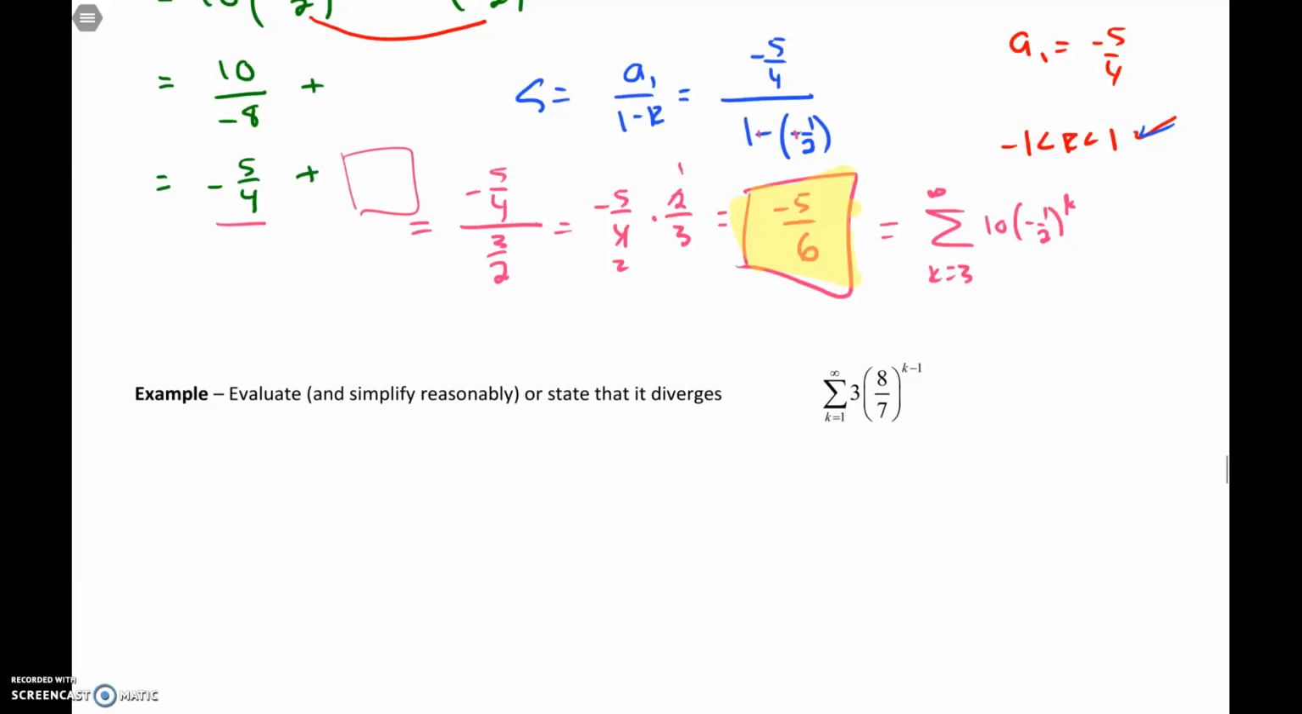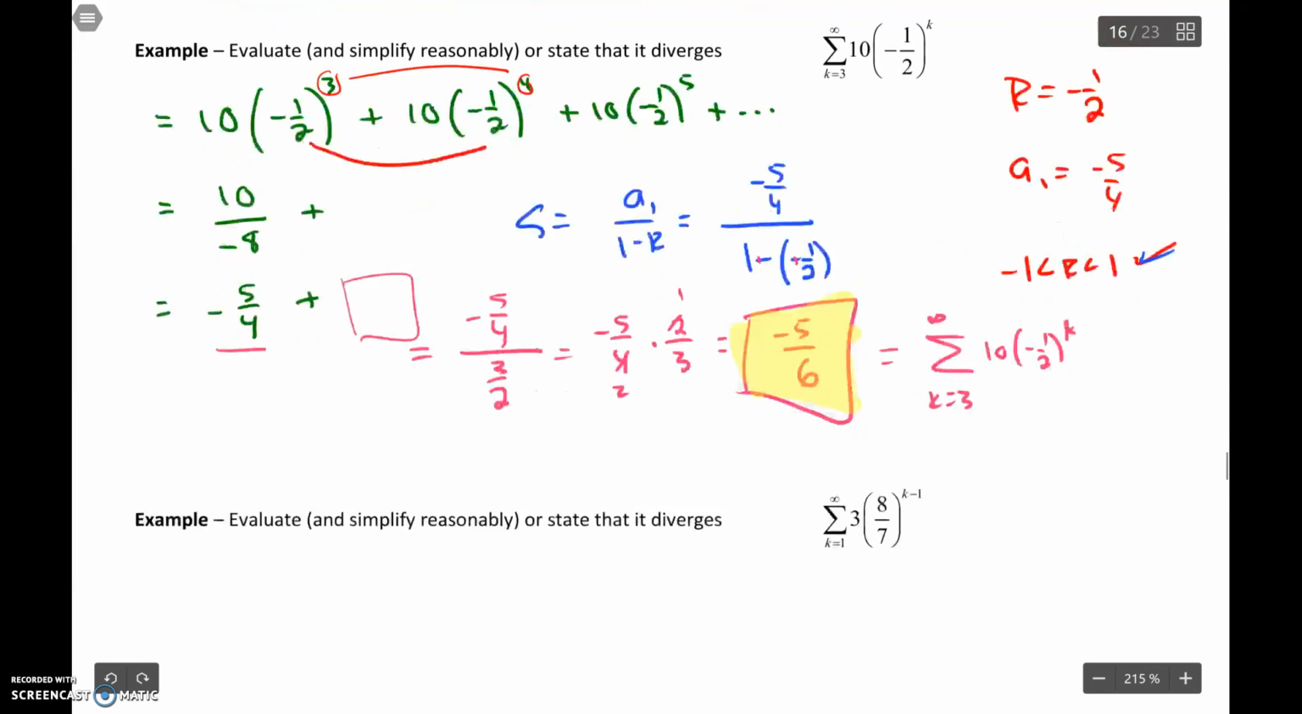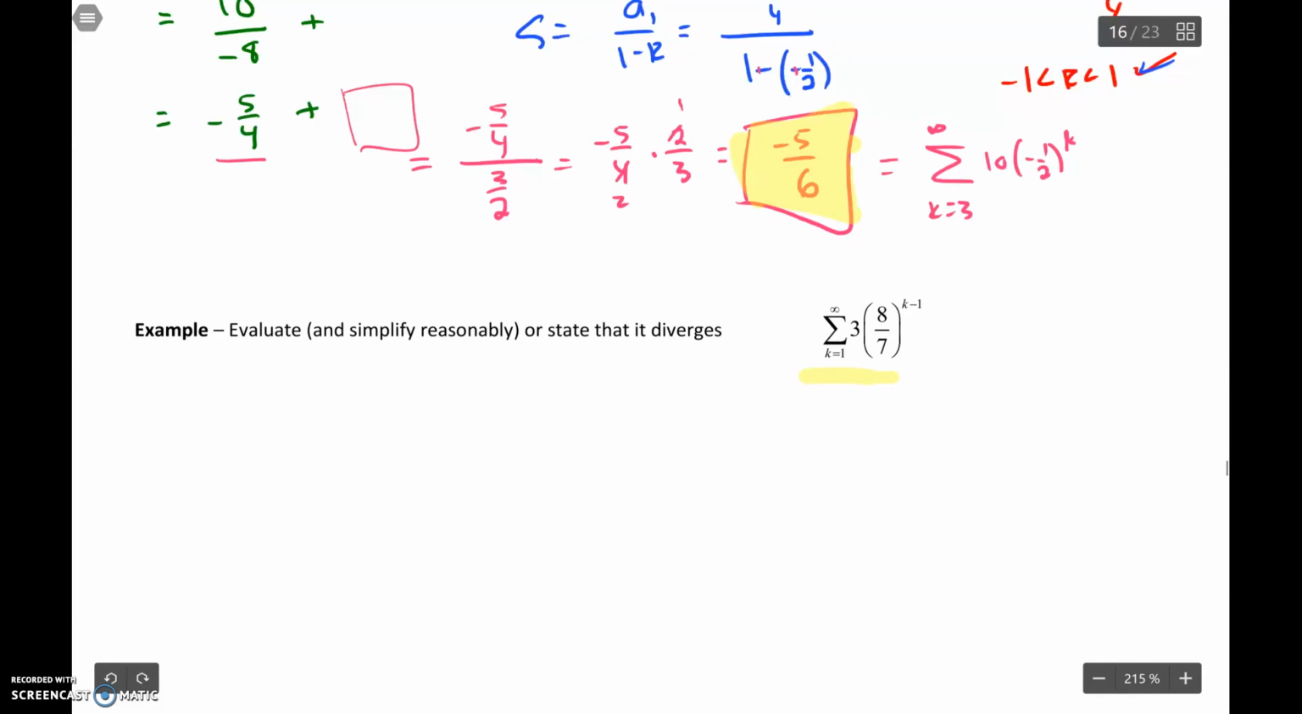All right, next example. Evaluate and simplify reasonably or state that it diverges. Whenever I look at this, I can just look at this value here and say, oh, that's your R value. Well, you got to be a little bit careful about that. If you get something like this and you got a 2k, your R value isn't always going to be just this base number, because every one increase of k is going to increase this by a square. But in this case, yeah, our R value is 7 over 8. That is definitely bigger than 1. This is going to diverge.